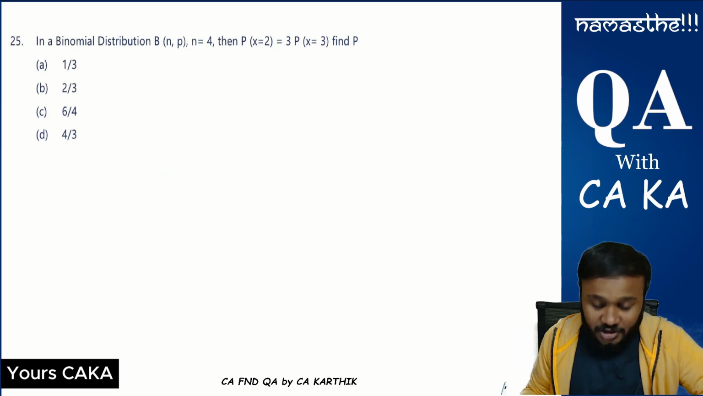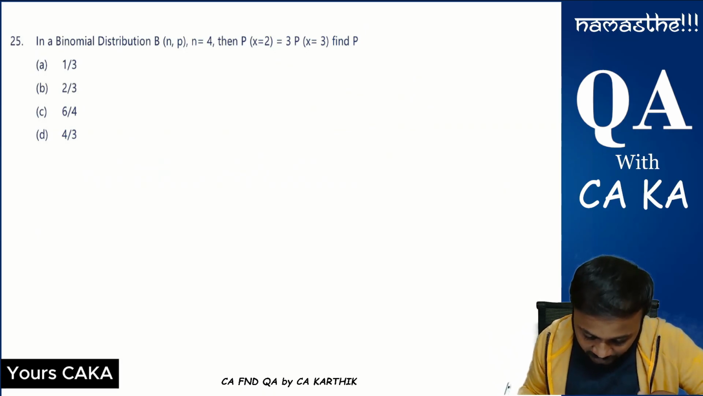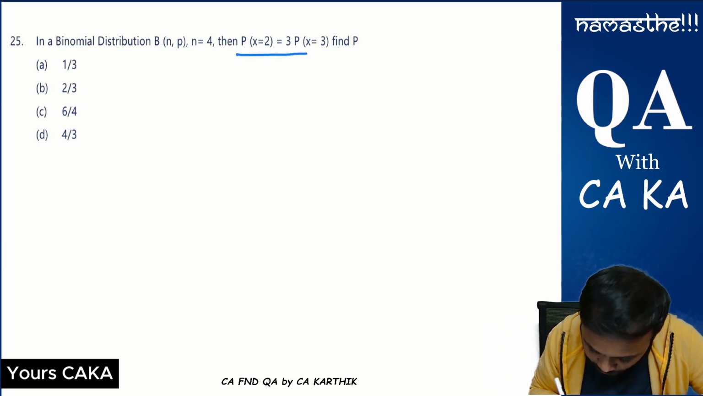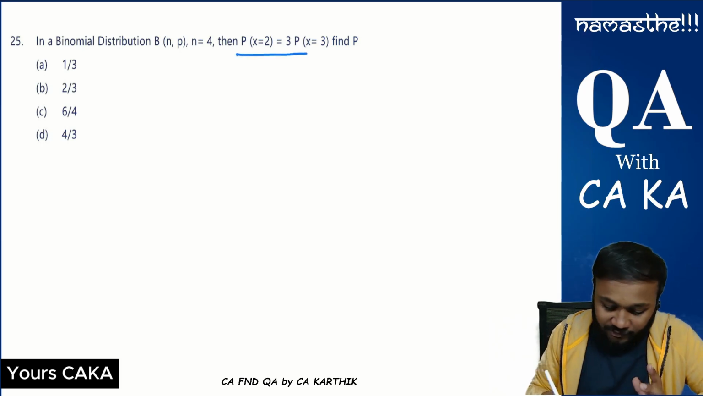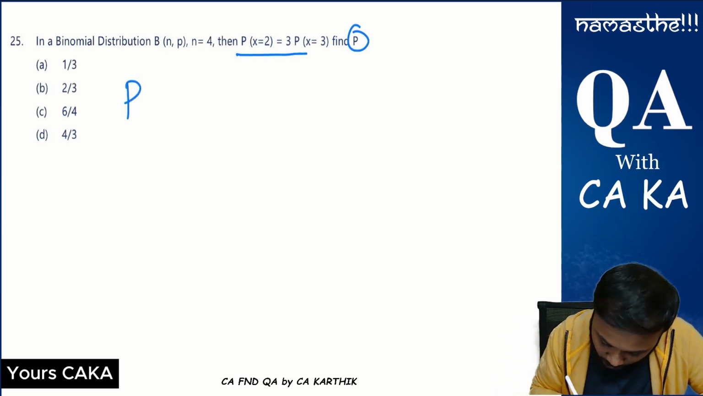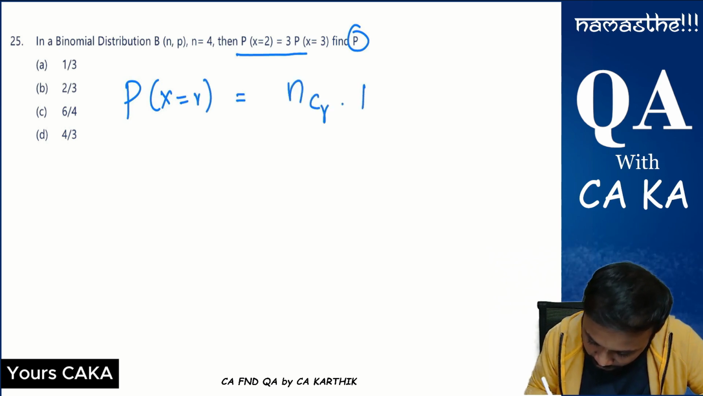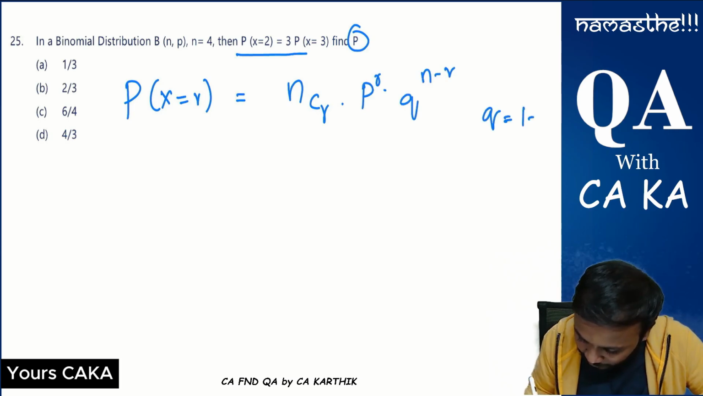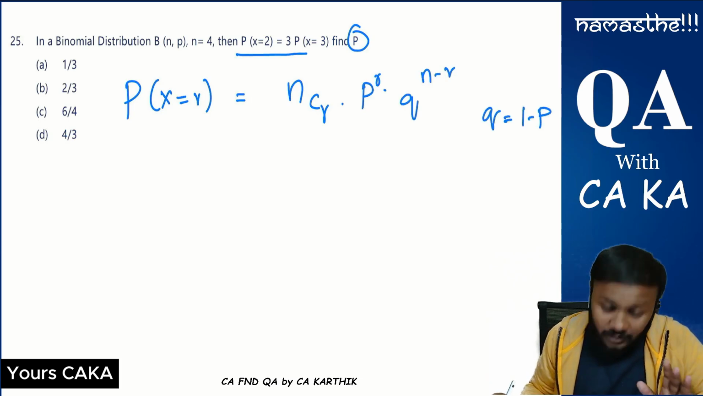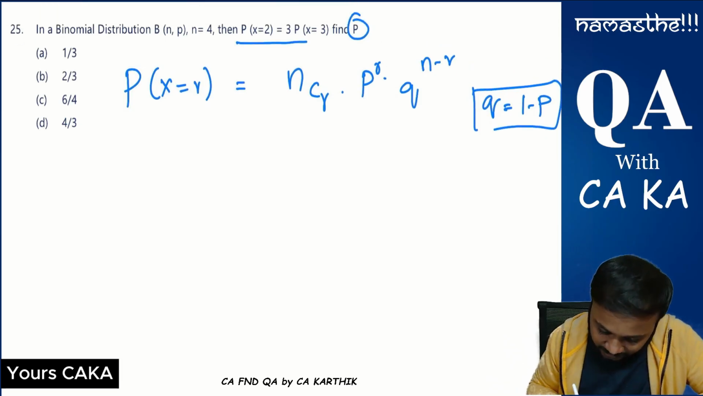So in a binomial distribution, n is equal to 4, and they gave the equation P of x equal to 2 is equal to 3 into P of x equal to 3. Find p. So what is the formula? P of x equal to r is nCr into p to the power r, q to the power n minus r. Again, q is nothing but 1 minus p. Remember this. Now apply this and get the value.